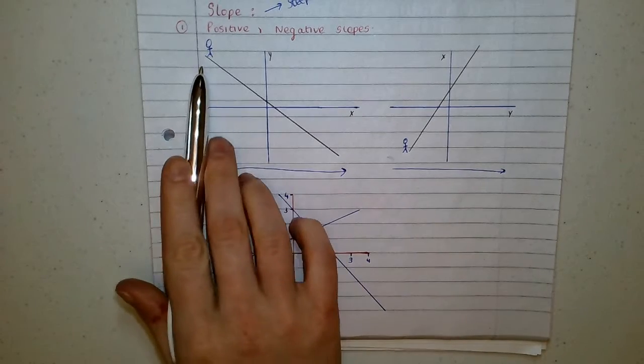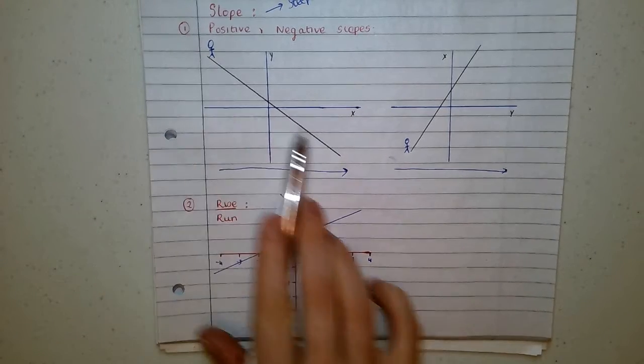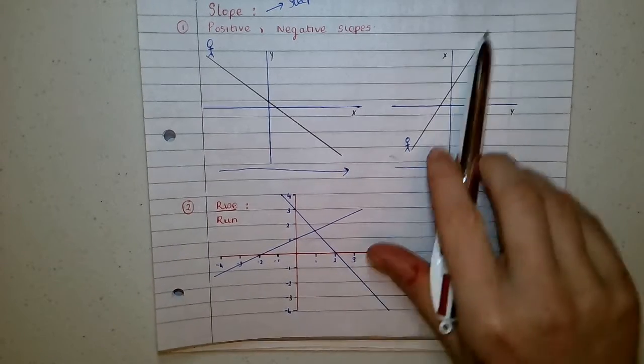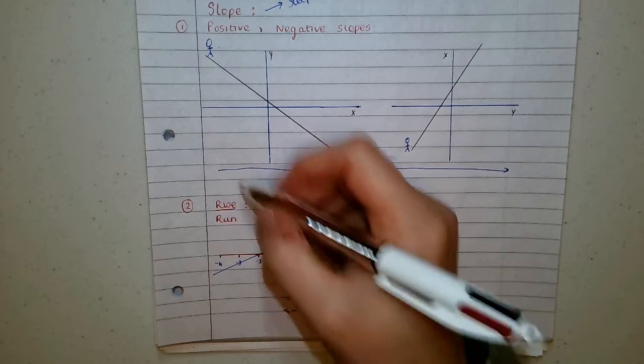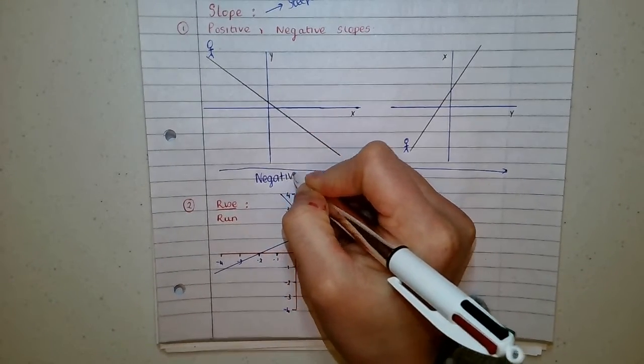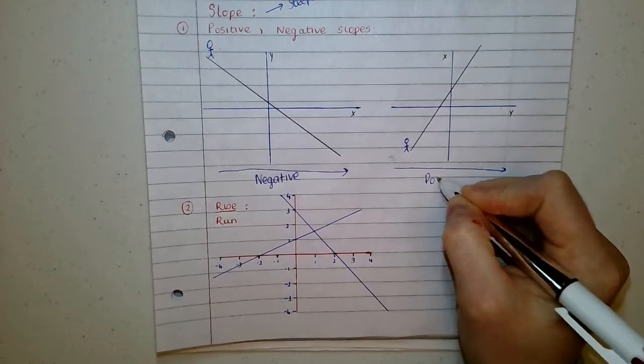So this line here, because it is decreasing from left to right, as you can see, he's going to be walking down the slope, and here he's going to be walking up the slope. Then we can say that this one is a negative slope, and this one is going to be a positive slope.